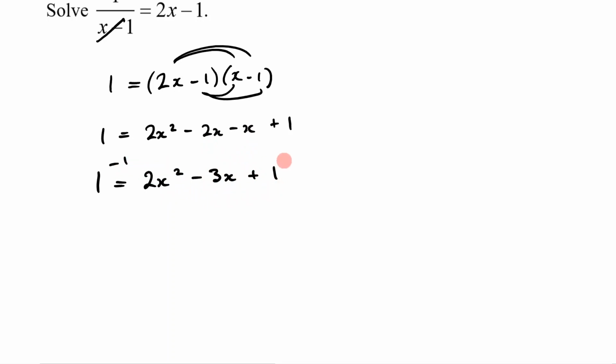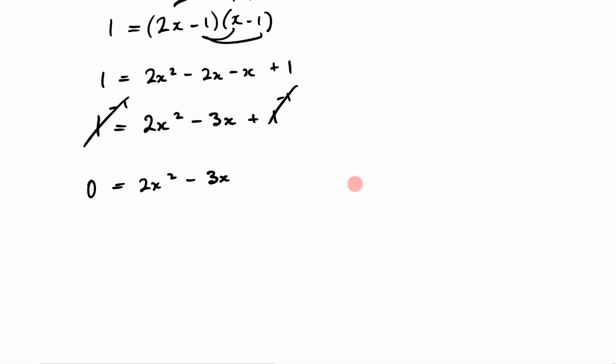I then am going to minus 1 from both sides. That will get rid of this. And I'll be left with 0 is equal to 2x squared minus 3x. This also will go away, so that's all I'm left with. And now I'm going to take out a common factor of x here. So 0 is going to be equal to x, and this will now be 2x minus 3.